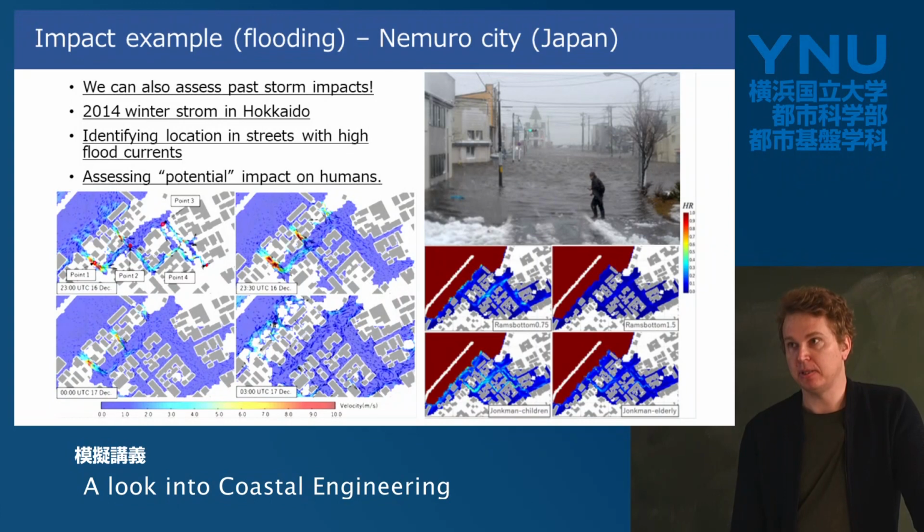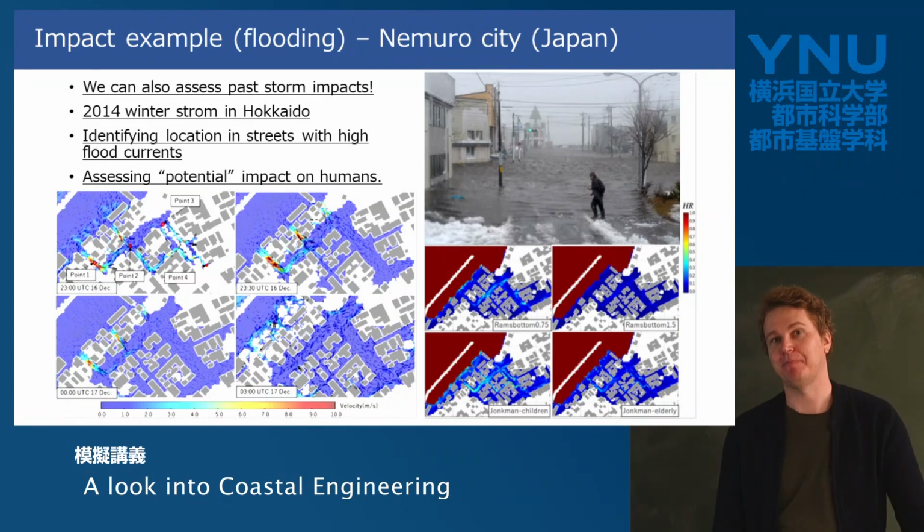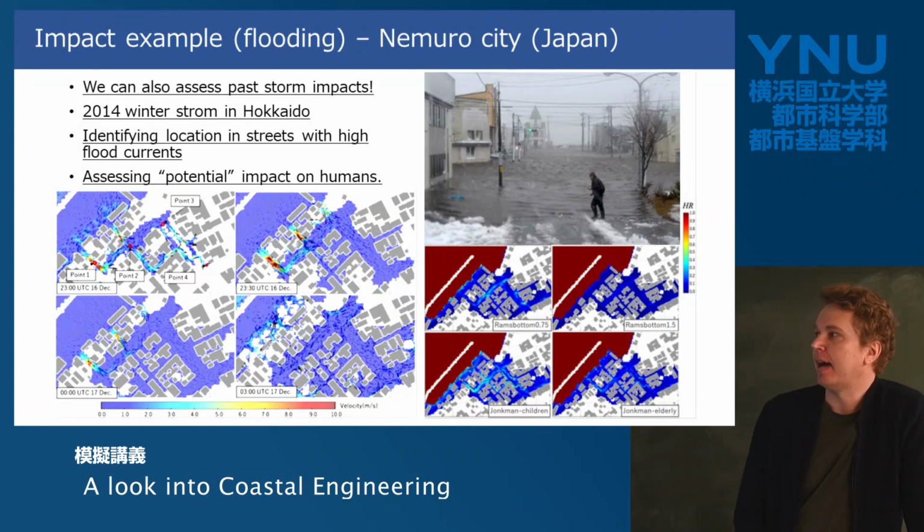Here is another example, and this is from Japan, and this is Nemuro City. In 2014, there was a winter storm, and it also caused large problems and flooding in Nemuro City itself. And one thing we can do is study those past events and past disasters. So for example, here we do simulations or computer models, and we try to recreate the history and identify which areas are more dangerous when the city is flooding.